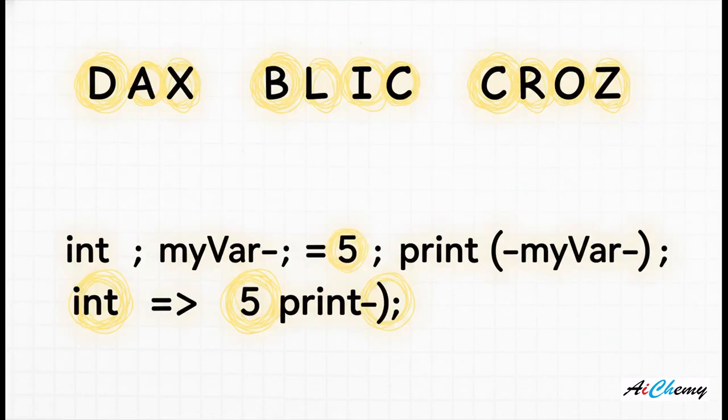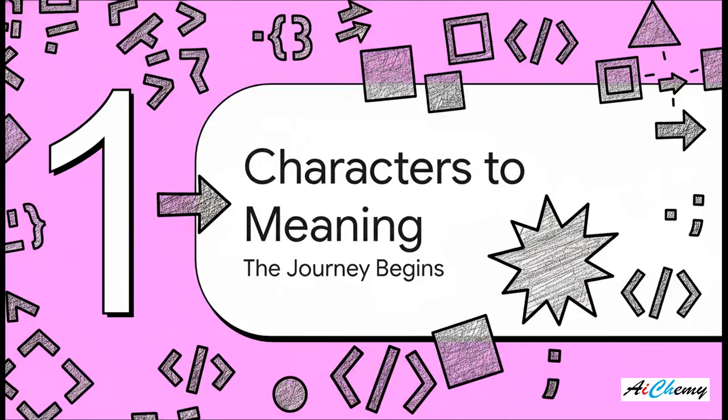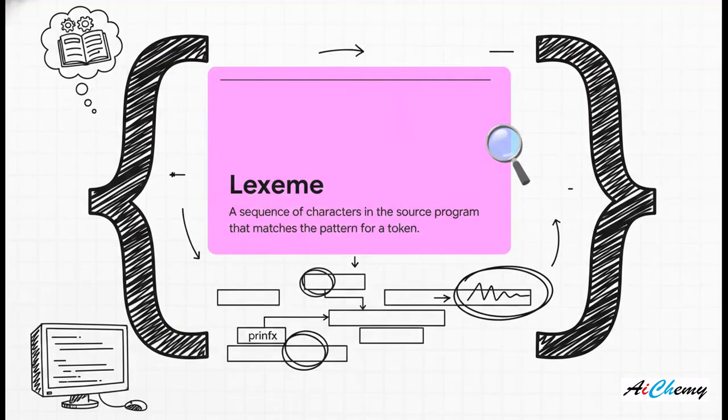Well, the process is actually pretty intuitive. The computer starts by doing the exact same thing we do when we read a sentence. It groups all those characters together into meaningful chunks, or, well, words. And that, right there, is the heart of lexical analysis. So let's follow that journey. How do we get from a raw stream of characters to something that has actual structure and a chance at being meaningful? The first key term we got to know is lexeme.